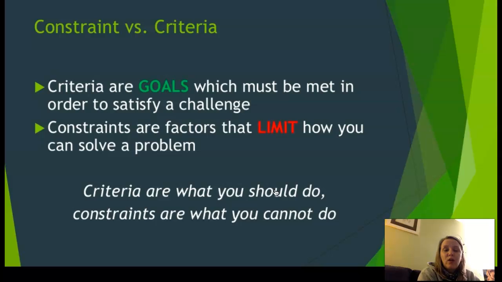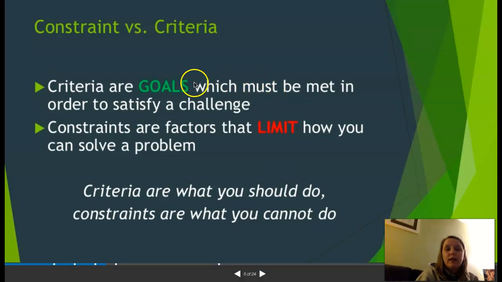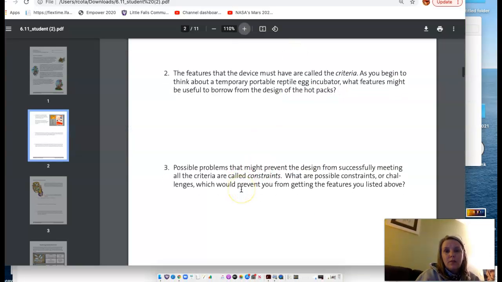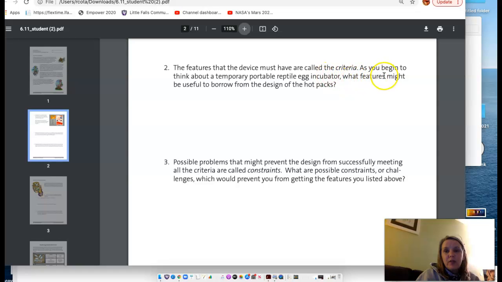And the best way to make a good design is to have a really clear idea of what the goals are, what the criteria are, what things need to be met, and then also have a realistic idea of what your constraints are. All right? This question asks what features might be useful to borrow from the design of those hot packs. What are some of the ideas from those 3 hot packs that might come into play when you are making an incubator for an egg?